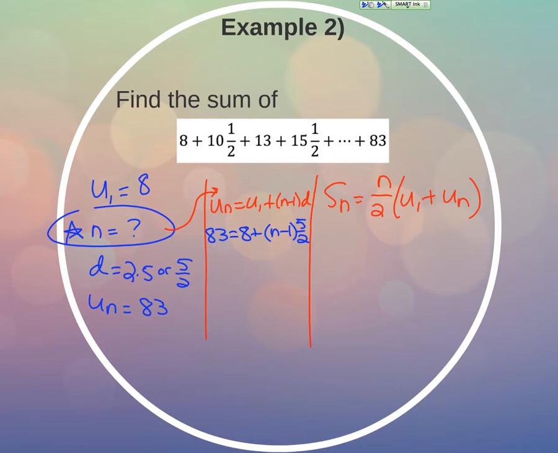So now I know that every single one of you has the skills to figure out what n is. We've already done this, we did this in section C1 when we learned first about arithmetic sequences. I'm going to subtract 8, so I've got 75 equals n minus 1 times 5 halves.